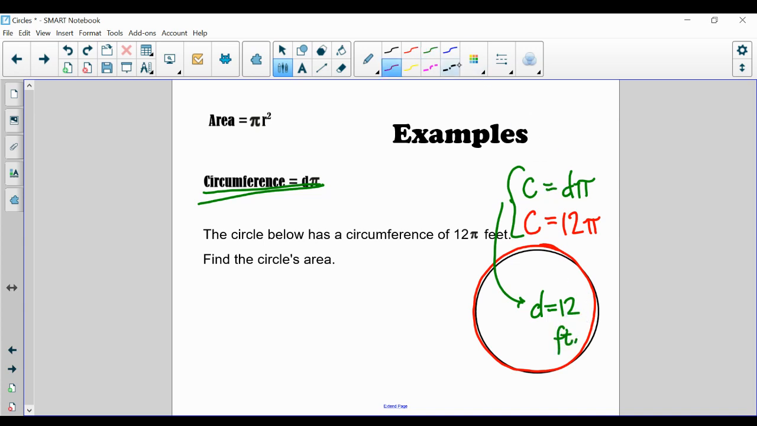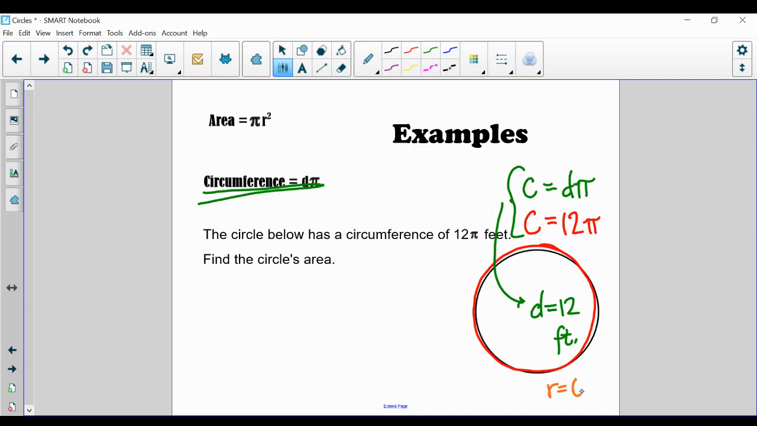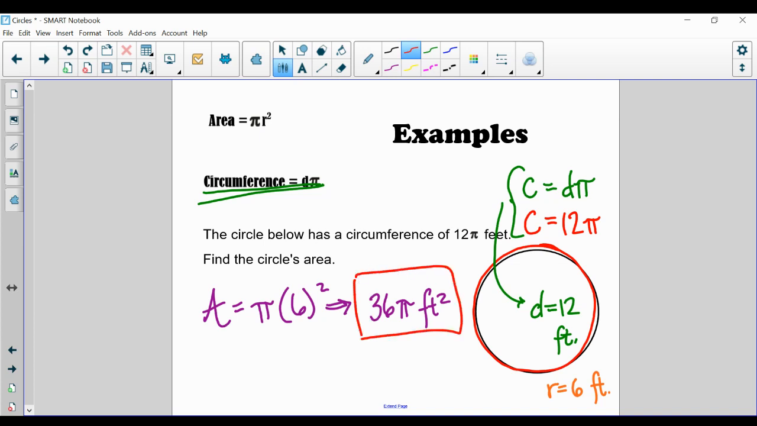If our diameter is 12 feet, then I know that my radius is going to equal 6 feet, because remember, the radius is half of the diameter. So now I can go back and find the circle's area. If the area is pi r squared, I'm going to have pi times 6 squared, which is going to get me to an answer of 36 pi feet squared. Hopefully this all makes sense. I know that was a really brief recap of circles. If you have any questions, let us know, and good luck.